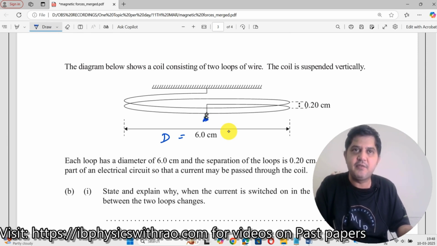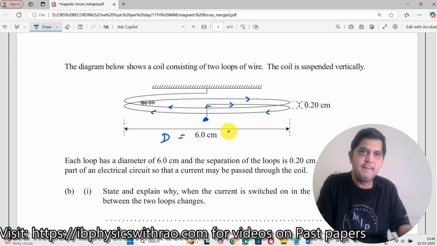Okay, if it is very difficult to visualize, I can do it on the opposite side also. Okay, let us first do this one. Current goes like this, it goes like this, then it comes like this, then it goes in this direction, and once again at the top loop it goes in this way, and then it goes in this way. So this is how it goes.